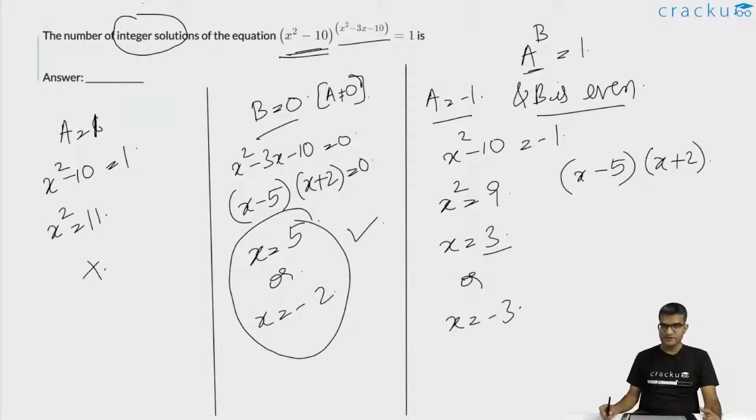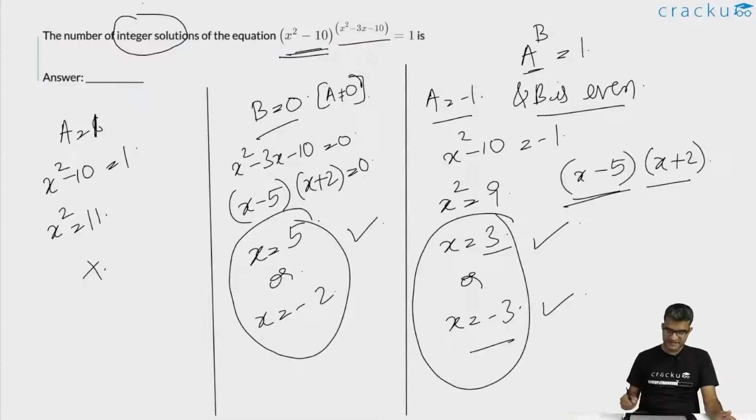When x is equal to 3, this will be 3 minus 5, which is minus 2 into 5, which is an even number. So it is valid. When x is equal to minus 3, this will be minus 3 minus 5, that is minus 8 into minus 1, which also is an even number. So this also is valid. So the number of integral values that x can take are equal to 4.